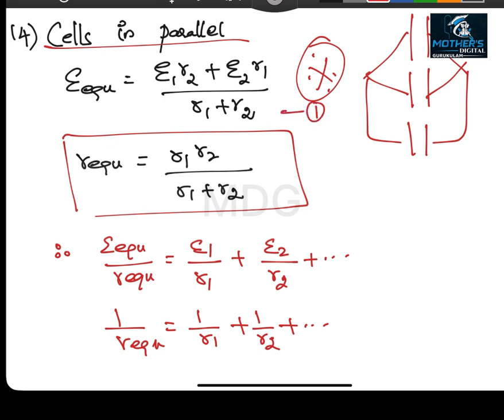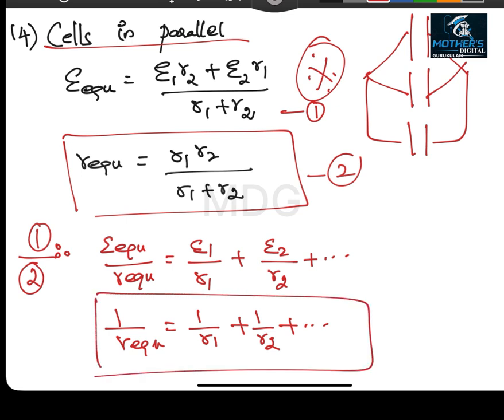Let me call this equation 1 and equation 2. When you divide 1 by 2, you will get this relation. So epsilon EQ by r EQ will be epsilon 1 by r1 plus epsilon 2 by r2. And from this, I can also calculate my internal resistance when they are connected in parallel: 1 by r EQ equal to 1 by r1 plus 1 by r2 and so on.